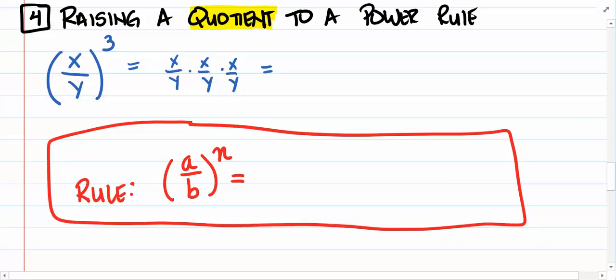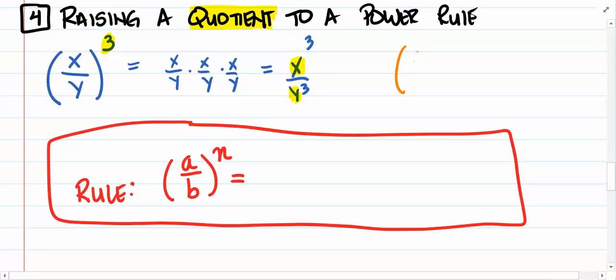Well, notice that just gives you x times x times x, which is x to the 3rd, because when we're multiplying our bases, we add exponents. That was way back in lesson 7.1. And then the denominator, I also get y to the 3rd. So notice that if I am raising a quotient to a power of 3, the 3 gets applied to both the x and the y, okay?